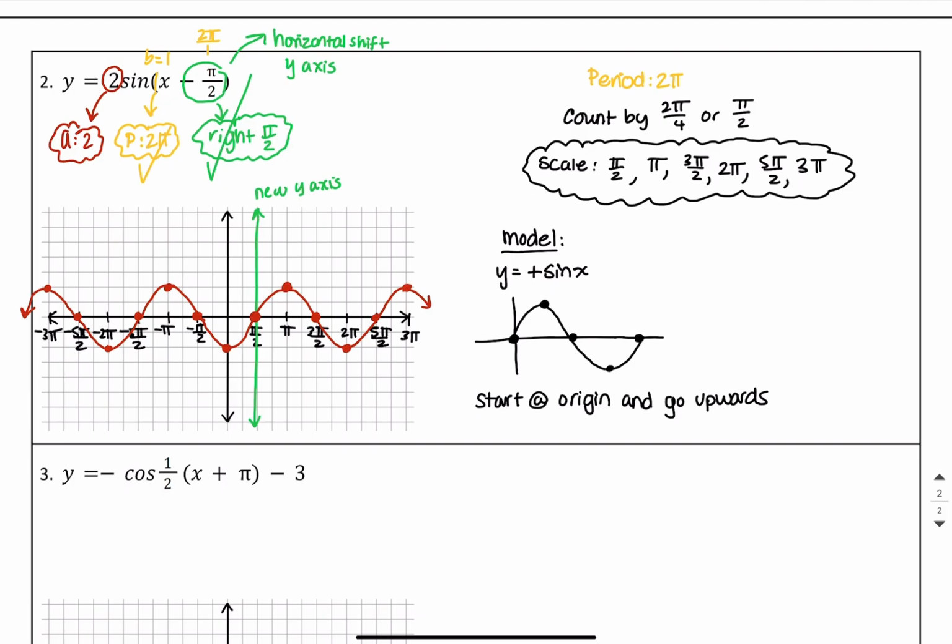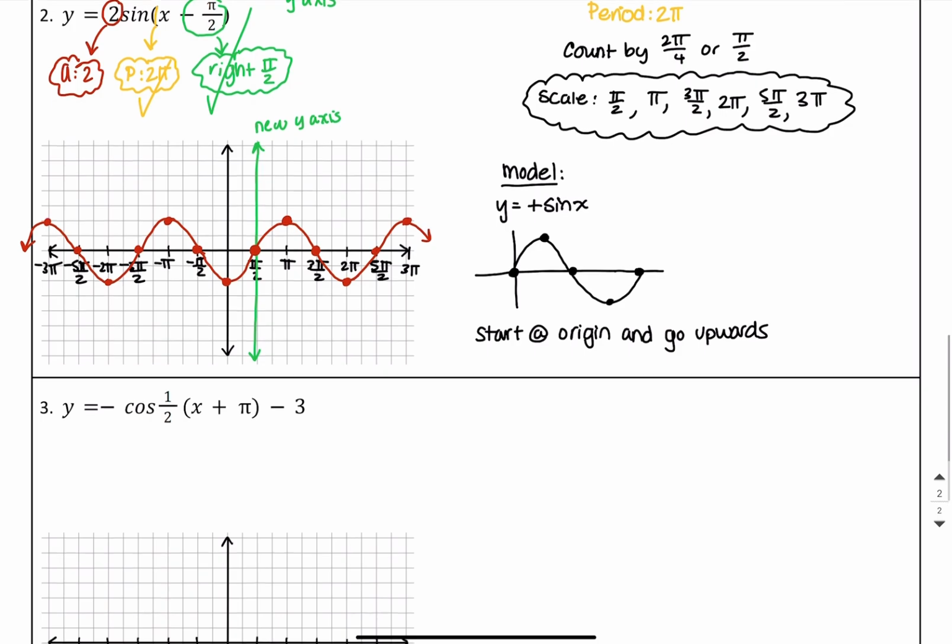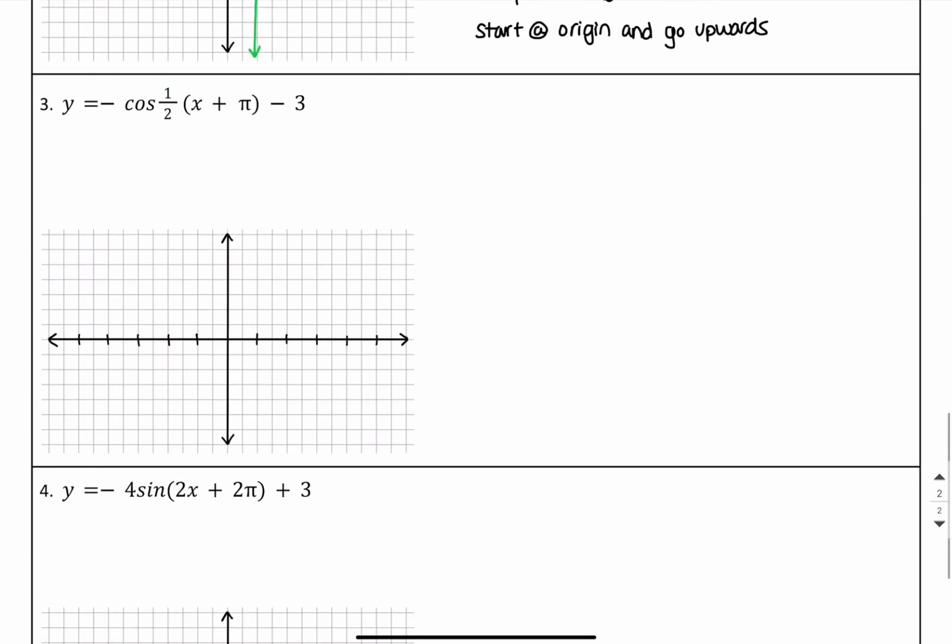Don't do that. No lines, curves. Okay, then that's what my graph looks like. I'm going to move to example number 3. What I want to note first is that I have a negative in front, which is going to be a reflection over the x-axis. I'm going to keep that in mind.